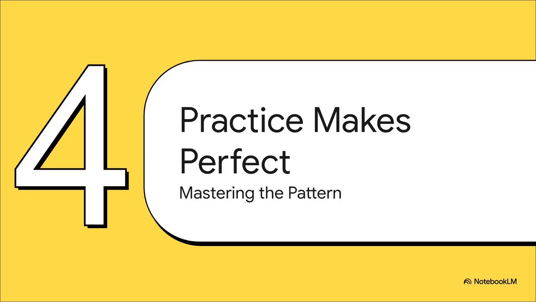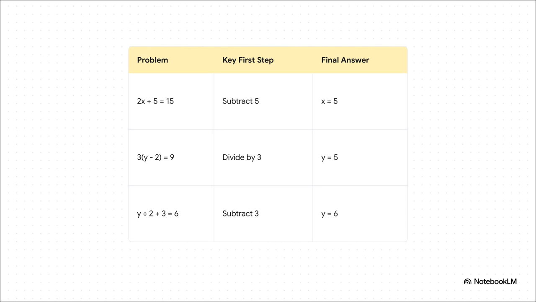And you know, the best part is that this isn't a one-time trick. This logical pattern, identifying an operation and then applying its inverse to both sides, is a universal strategy that you can use to master all kinds of equations. Just take a quick look at these examples. Notice the pattern in the key first step column. In each case, we're identifying the operation that's kind of loosely attached to the variable and undoing that first.